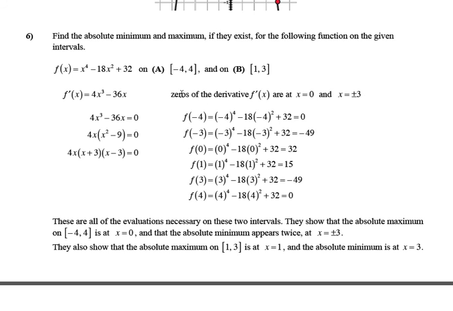those are identified here. And then if we evaluate the function at the endpoint, negative 4, and the critical numbers, negative 3, and 0, and 3, and the other endpoint, 4, then we'll have several values here, and our absolute maximum is the largest of those values, which for this case is at x equals 0, so 32 is the absolute maximum at x equals 0, and we have two absolute minimums of negative 49 at negative 3 and positive 3.